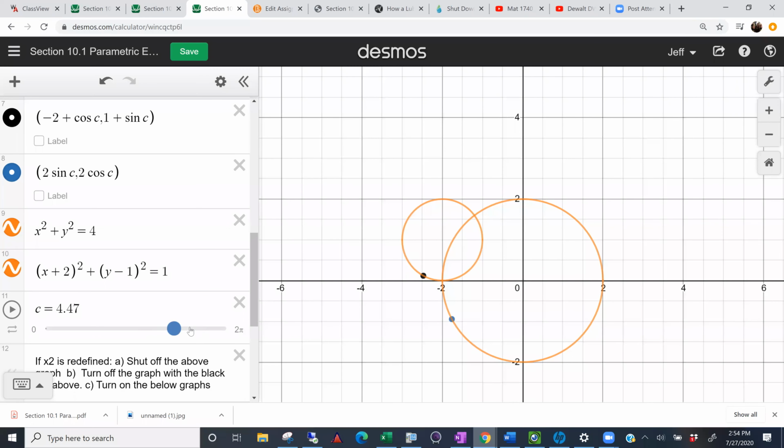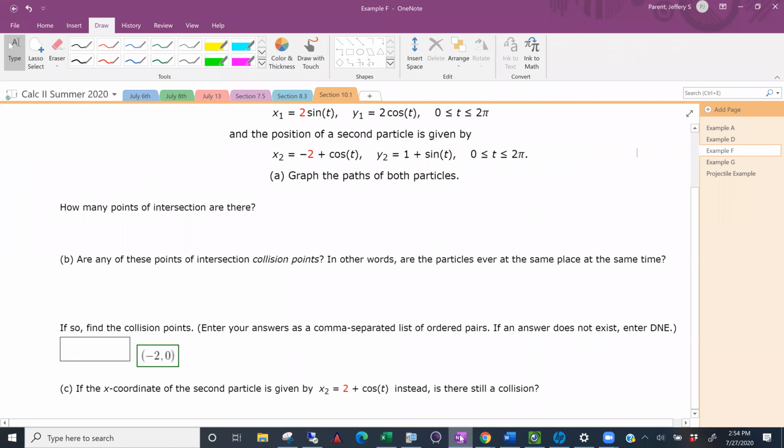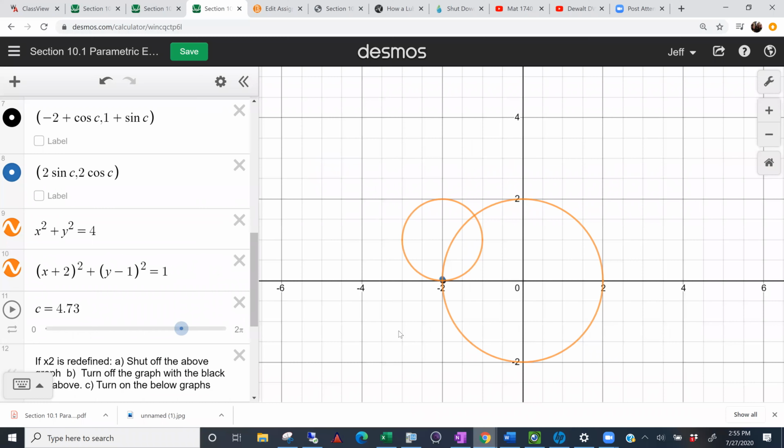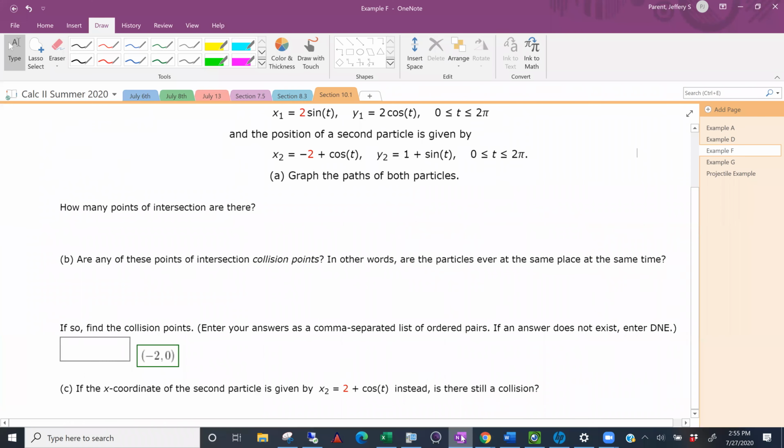So, bam, right there. There's your collision point. I think they have another question here. Now they wanted the coordinates, so we can just look back and see the coordinates. The coordinates of the collision point are right here at -2, and it doesn't look like quite 0. But it's -2 and 0. There was another question here. Is there a better way to do that?